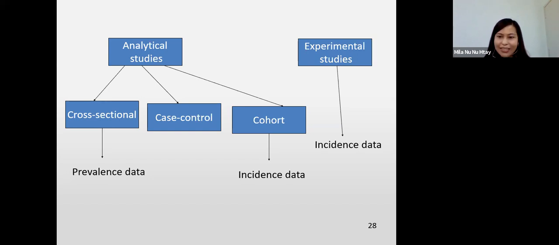So cross-sectional study, yes, we collect all the prevalence data. Cohort, we can estimate the incidence data and calculate the risks. Experimental study is still the same, we can look at the incidence of the outcome. But for case control study, we cannot identify either incidence or prevalence data. Okay.